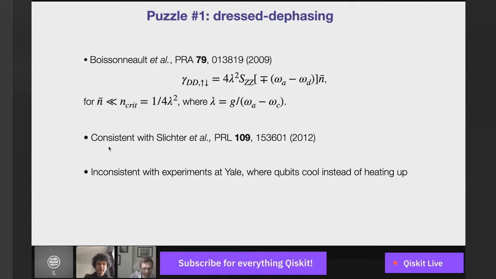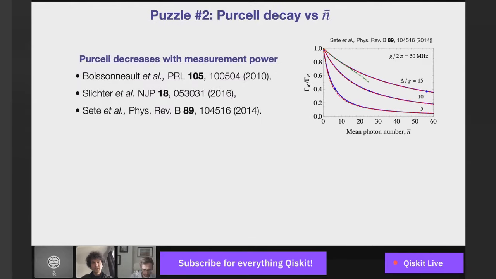So dressed dephasing is consistent with experiments performed at Berkeley. For example, this paper, which actually used this effect in order to probe the noise spectral function. However, it was inconsistent with experiments at Yale, where qubits were found to cool instead of heating up. So this would have only fit if negative temperature was used, which would be absurd. I'm going on to tell you about a second puzzle. So that's what the theory of dressed dephasing, which would predict T1 to increase, says.